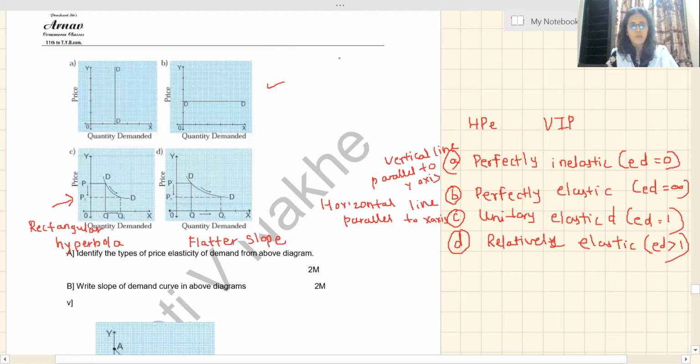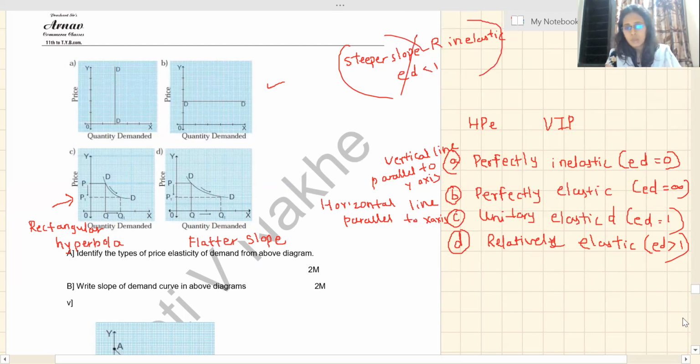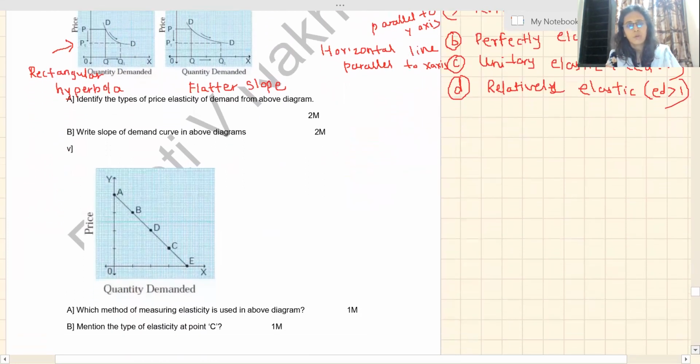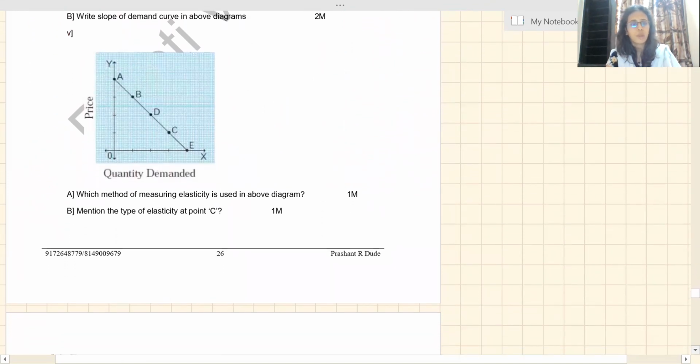One more diagram is there, they have not given, but if it is asked, then we have one more diagram, steeper slope, that is relatively inelastic. That diagram has not been provided to us, but I'm just telling you the answer if it is provided to you. And that ED is less than 1. It has not been given, so don't write. Okay, then we have 2 marks each. No need to write all the explanatory answer. No need to draw the diagram.